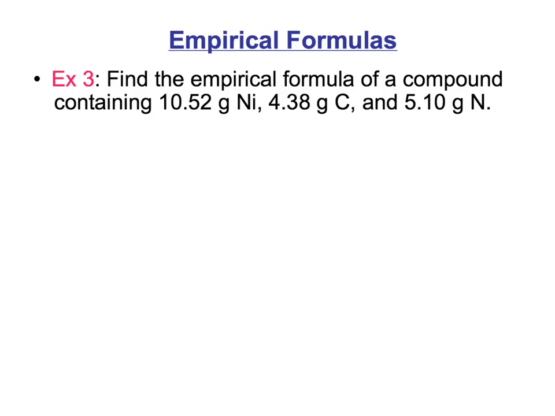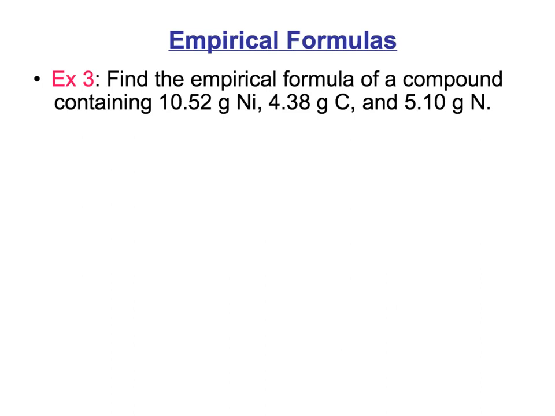So, an example, we'll just jump in. I'll do an example for you, and then you can do one of the examples and check your answers. This example says, find the empirical formula of a compound containing 10.52 grams of nickel, 4.38 grams of carbon, and 5.10 grams of nitrogen. If you look at those steps, the first thing you have to do is convert to moles.